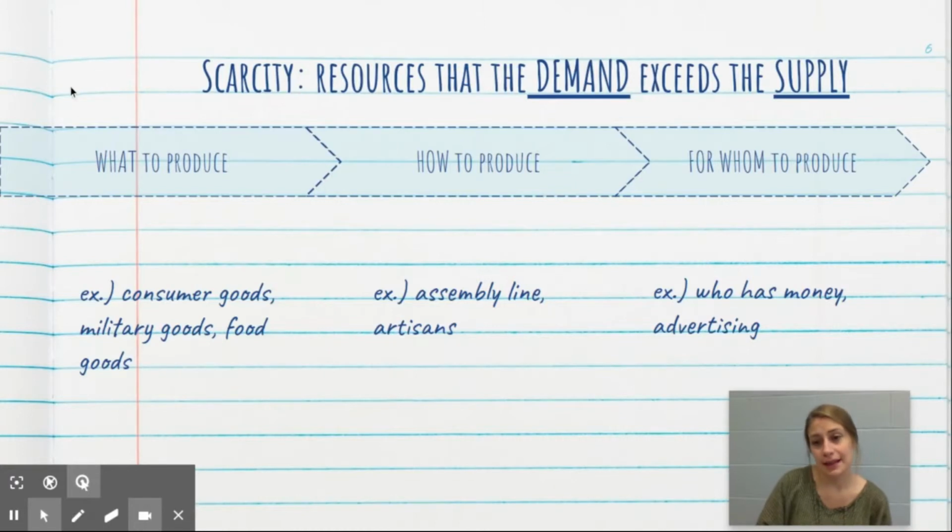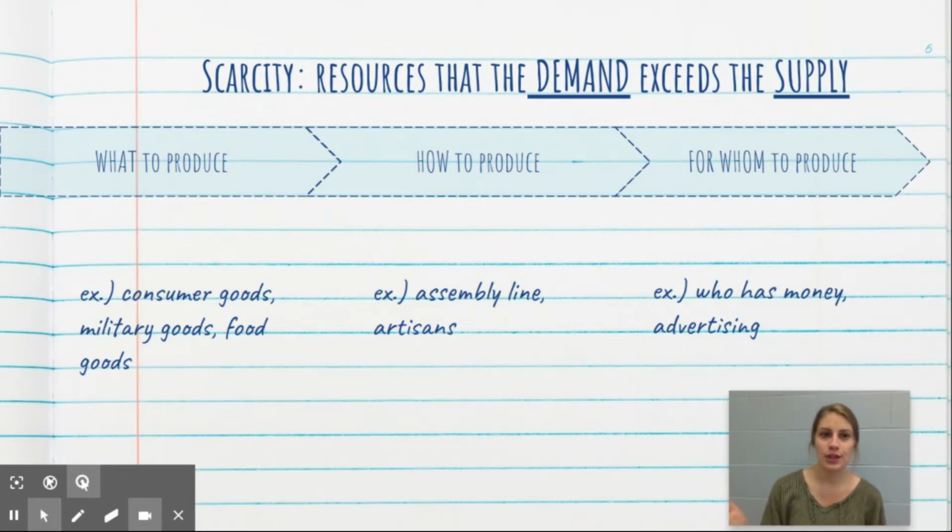So please write this definition down. Like I said, scarcity is something that is going to come up time and time again for us. Scarcity are resources where the demand exceeds the supply. So this creates decisions for us to make. We have to decide what to produce, how to produce it, and for whom to produce it.